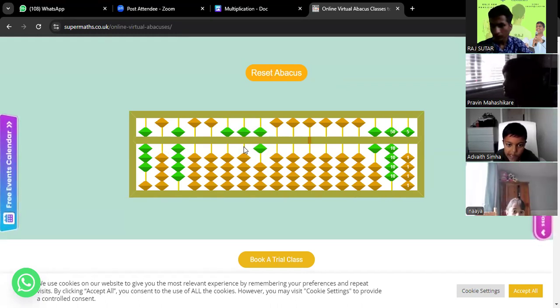Getting it? So 0 multiplied by 6 is 0. 0 over here and 0. Then 0 multiplied by 9 is 0 and 0. Then 0 multiplied by 5 is? Zero. So here 0 and here 0. So 5th, 4th, 3rd and 3rd and 2nd. 0, 0, 0, 0, 0, 0.